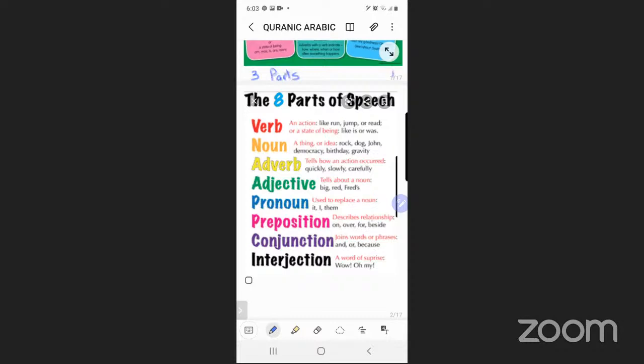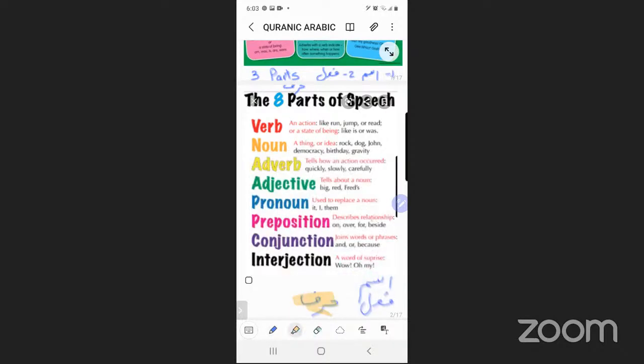Number one is ism. Number two is fi'l. And number three is harf. Okay. Ism, fi'l, and harf. We can write here. Ism, fi'l, and harf.